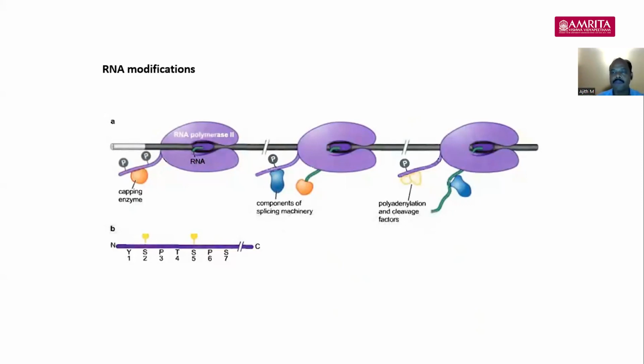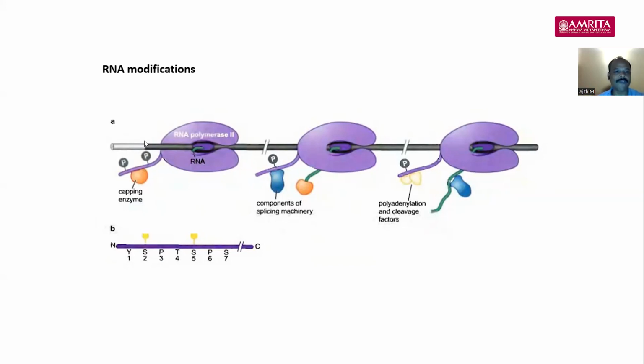In the 5' end, you have a methylated guanine. So the 5' always has a guanine. It is methylated, a methyl group is attached, CH3 is attached. On the 3' end, it has a series of adenines, the poly-A tail, it is called. Polyadenine tail it is called. So modification happens during transcription itself. How does it happen is the question.